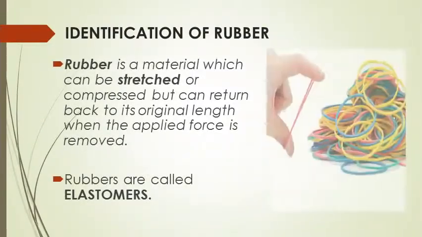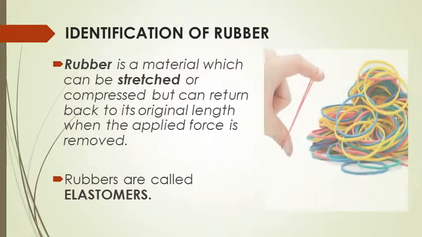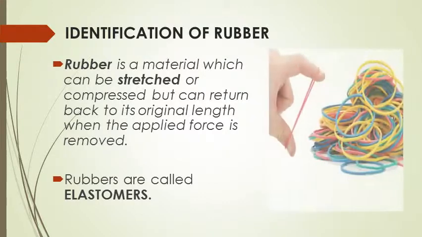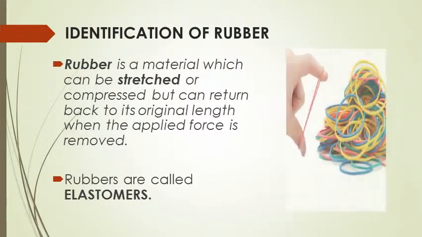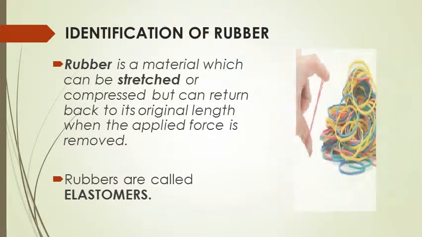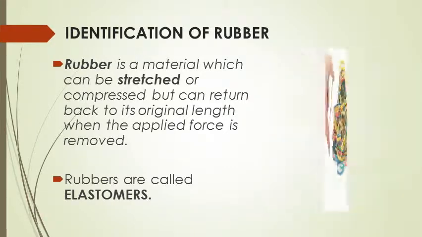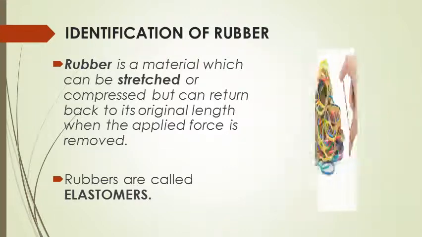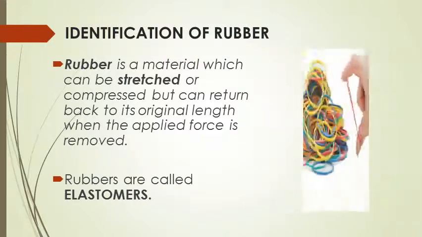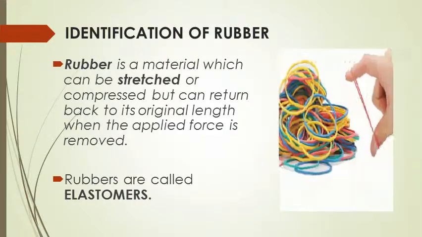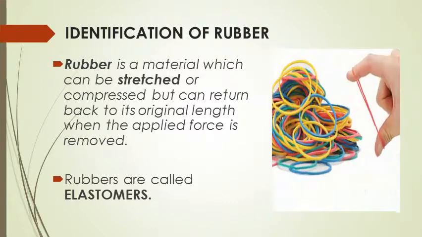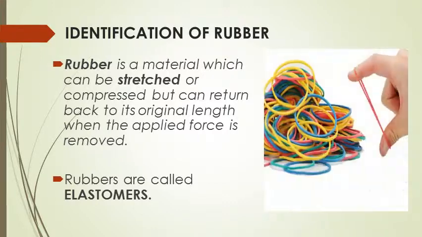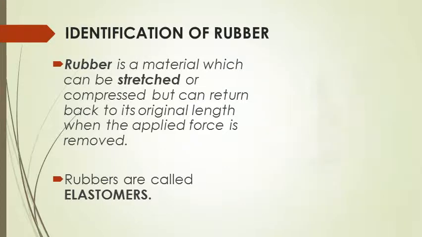Identification of rubber. Rubber is a material which can be stretched or compressed but can return back to its original length when the applied force is removed. Rubber can easily be stretched to any length. So long as the elastic limit is not exceeded, rubber will always return back to the original shape that it was in the beginning. That is one characteristic of rubber.